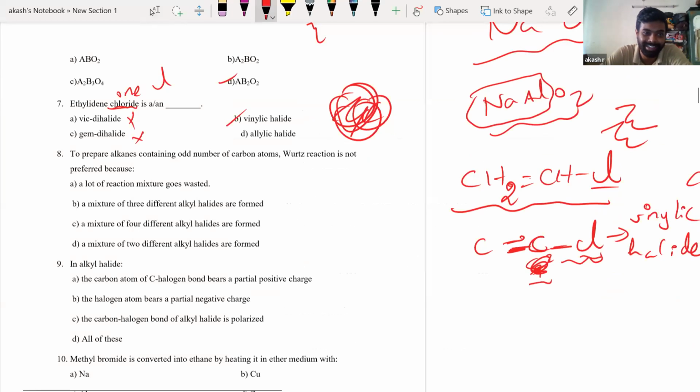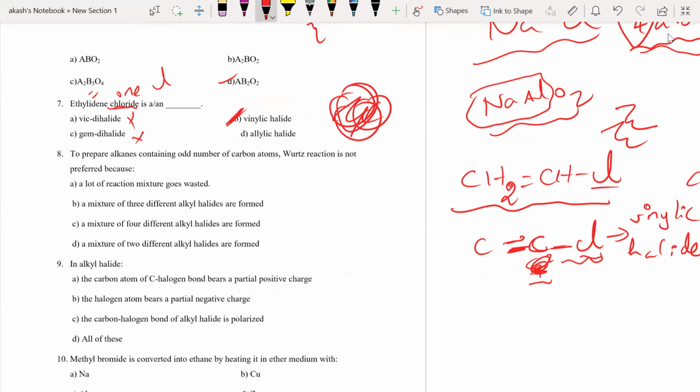Because see, ethylidene means I definitely have a double bond for sure, right? So now chlorine is directly attached. Even if the book gives it like this, I cannot deny the fact that this is a vinylic halide for sure. Okay, that means this question has two answers.